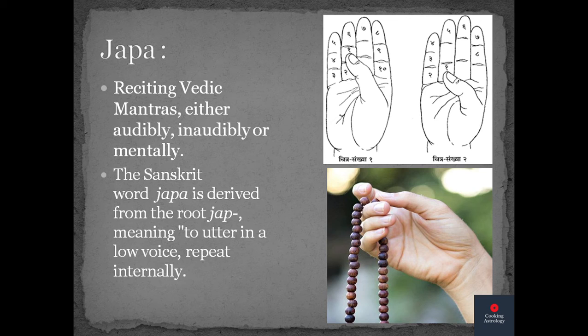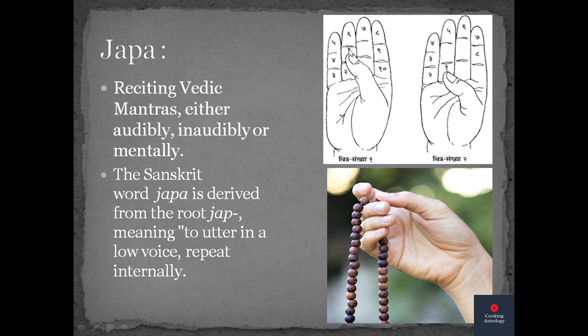Secondly, it is derived from the Sanskrit word Jap. Jap means to utter something in a low voice. And you have to repeat that mantra internally, so that only you can hear your voice. No other person can hear your voice. In the first picture, you can see here, this is Karmala. Suppose you don't have any mala of this kind, then how can you perform the Japa?